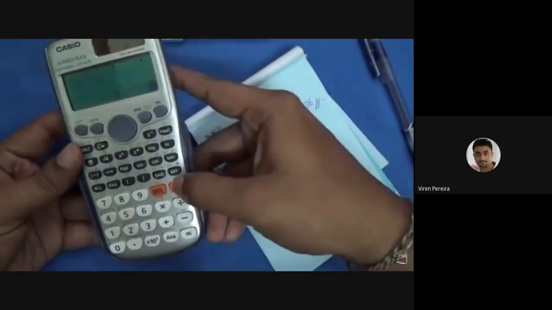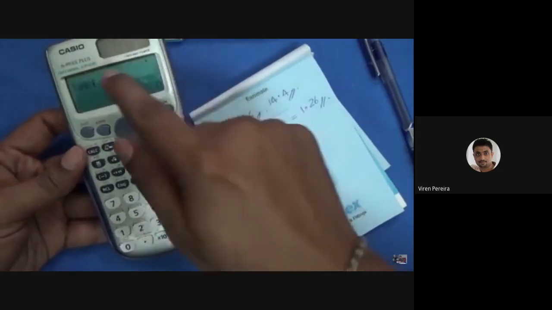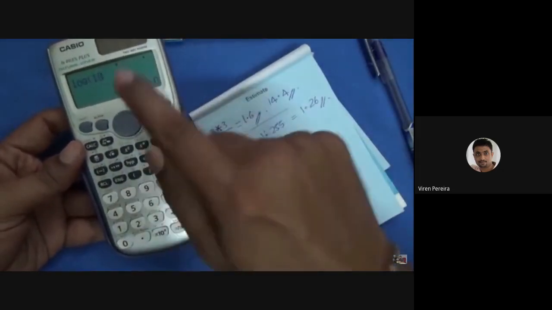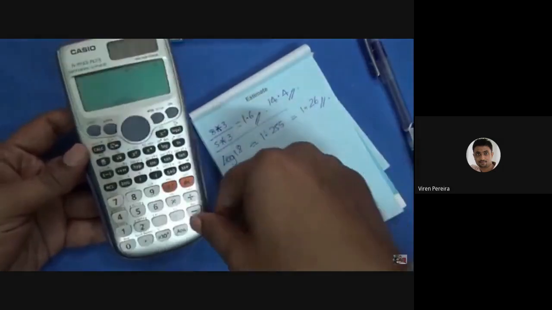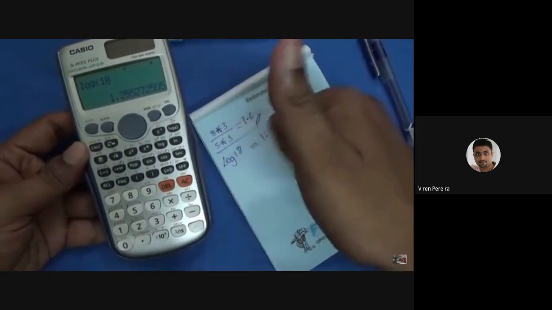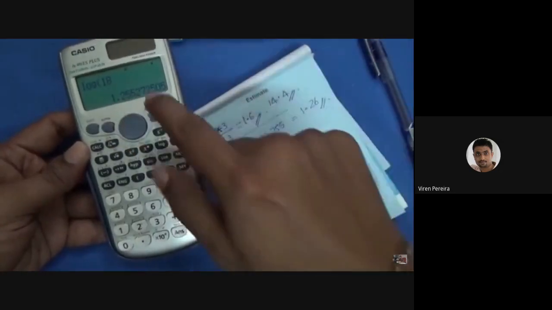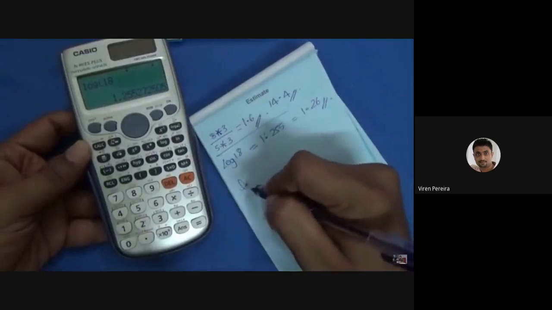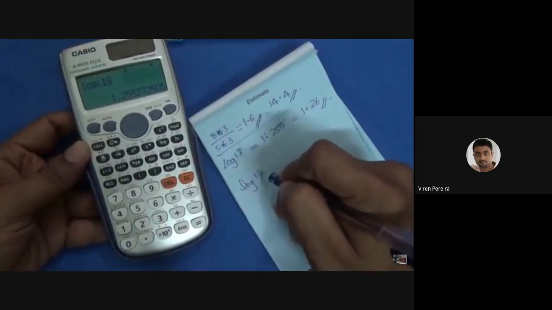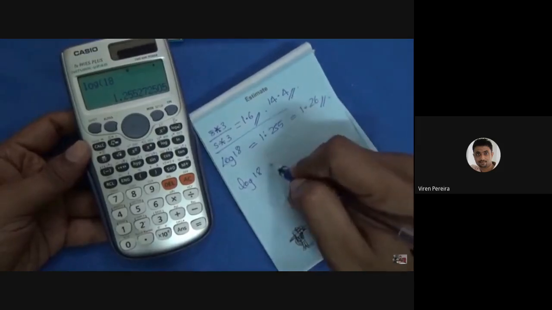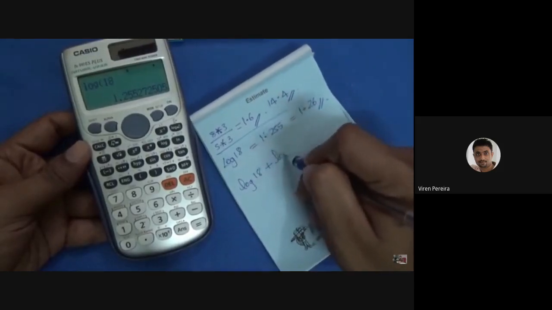Now if you notice how you press it, you press log, the open bracket directly comes up, and you press 18. Now I'm not closing the bracket, I'm pressing equal to, and I'll get the same value. There's no problem with this. But now say the value was log 18 plus log 6.